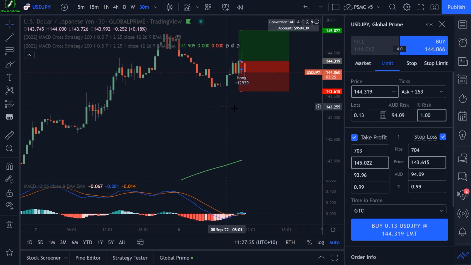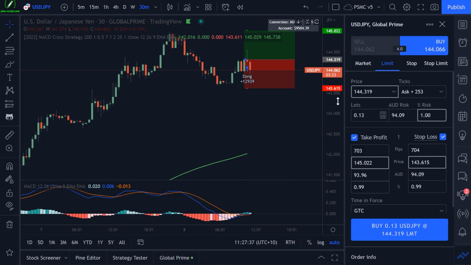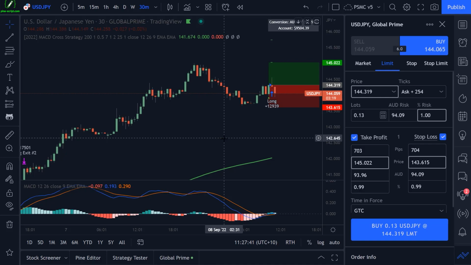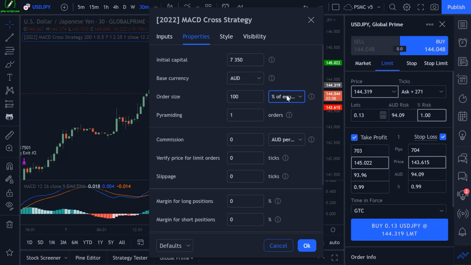All right, so now I'm going to add a Forex position sizing code to the script so that we can actually test this strategy on Forex markets while risking a percentage of our account balance. Now, the strategy tester doesn't allow this by default. We only have 3 options here: fixed contracts, fixed dollar amount, and a percentage of your equity.